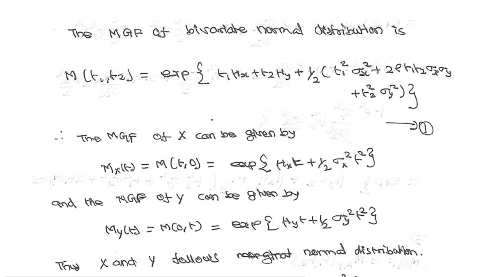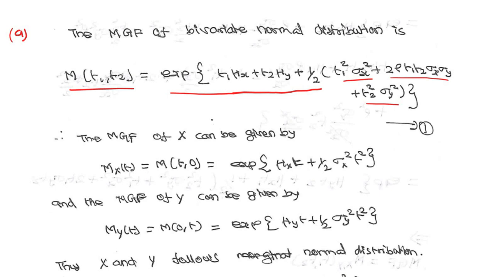The first part A: you have to find the marginal distribution f of x and f of y. For that, I will consider the bivariate normal distribution MGF, the moment generating function. The moment generating function of the bivariate normal distribution is M of t1 comma t2 equal to e power t1 mu x plus t2 mu y plus 1 by 2 into t1 square sigma x square plus 2 rho t1 t2 sigma x sigma y plus t2 square sigma y square.